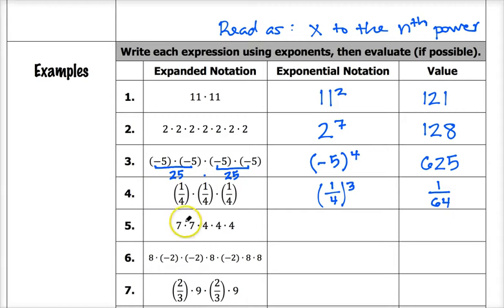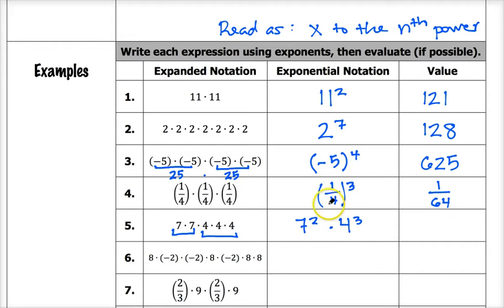For number 5, I actually have 2 different bases. So we're going to write this as 2 powers. We have a 7 times 7, which is 7 squared, and a 4 times 4 times 4. 4 times 4 times 4 would be 4 to the third power, or 4 cubed. So I can write this as 7 squared times 4 cubed.